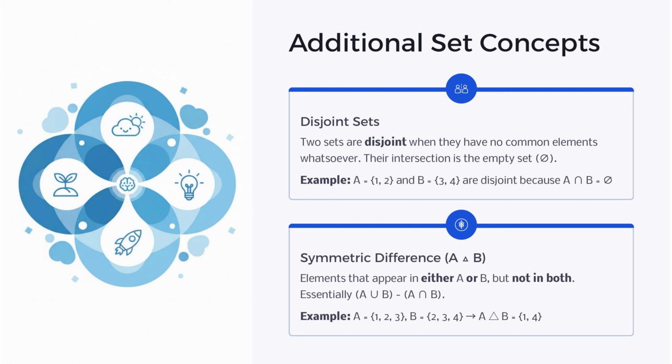The symmetric difference, A Δ B, includes elements in either set but not both. For instance, A equals {1, 2, 3}, and B equals {2, 3, 4} yield A Δ B equals {1, 4}.